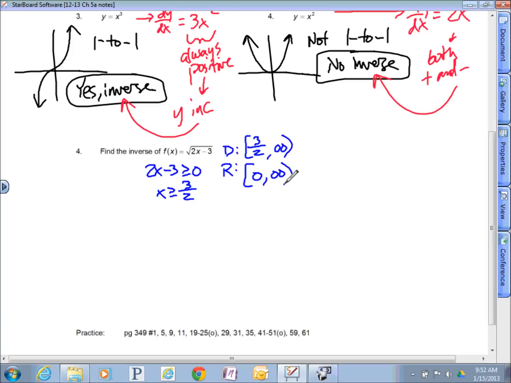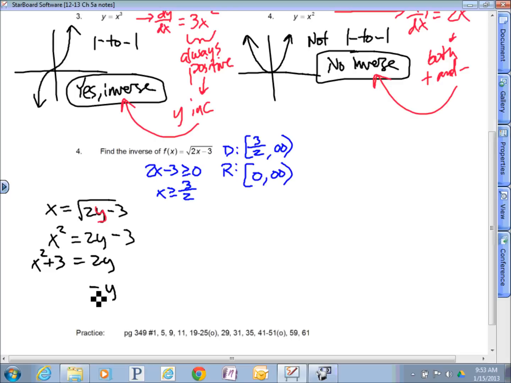Now to find the inverse, I'm going to swap my variables. x is equal to the square root of 2y minus 3. And I'm going to solve for my y. So let's square both sides. So I've got x squared is equal to 2y minus 3. Let's add 3. So y is going to be 1/2 of the quantity x squared plus 3.